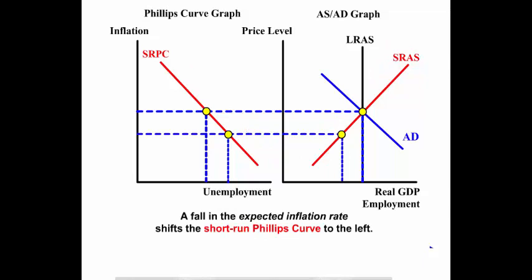A fall in expected inflation rate shifts the short-run Phillips curve to the left and the short-run aggregate supply curve to the right.